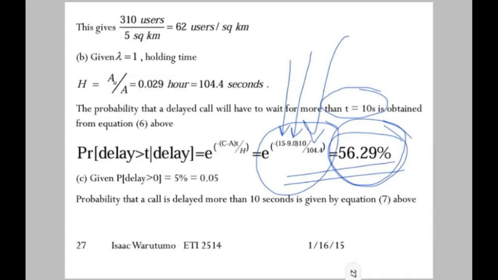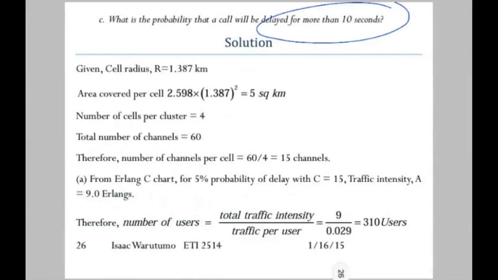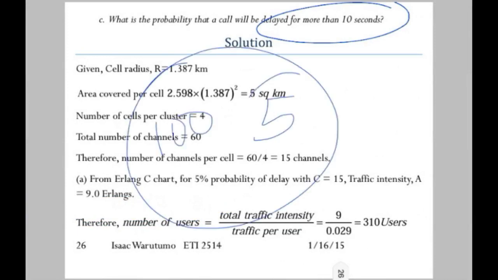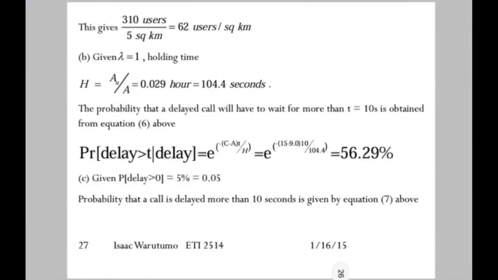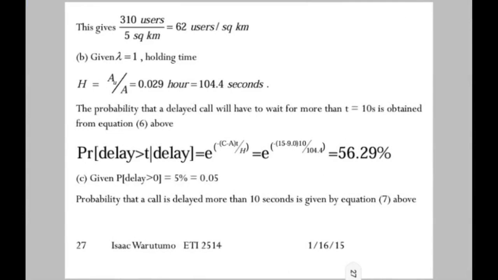Now the other question is asking the probability that a call will be delayed for more than 10 seconds. Now that is a general call, a call that you make out of the blue. This is why we are saying we had 100 people calling. 5% of them are delayed, with some delay. So we want to find the probability that a general call will be delayed. So we take this 5% and multiply by the probability of delay bigger than 10 seconds. That is the one that will give us that a general call is delayed for more than 10 seconds.